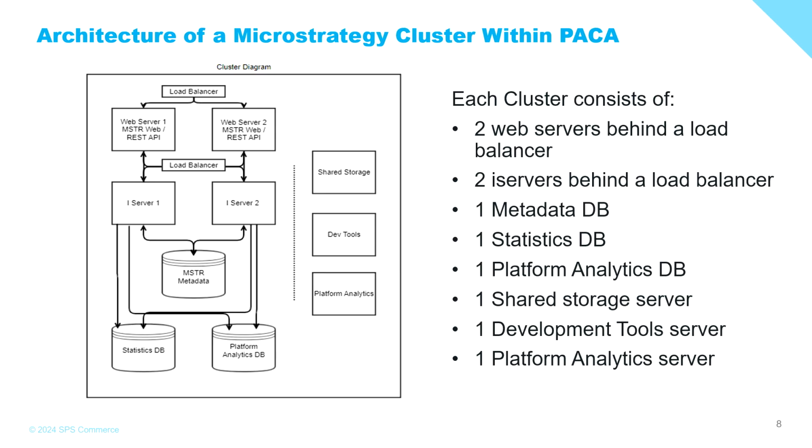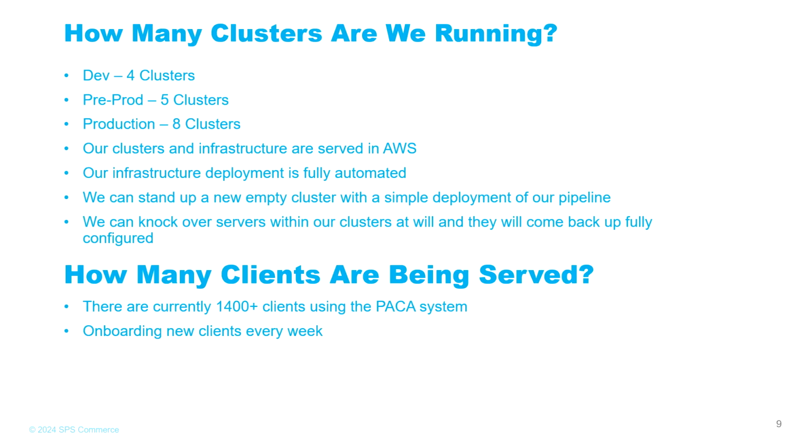Now, how many projects do we have? We are running 4 clusters in dev. In pre-prod, we have 5 clusters. In production, we have 8. One of the main things that we did is we automated our infrastructure. So we can stand up a cluster at the press of a button, and any cluster, we can knock over servers at will. If the web server isn't responding, knock it over, a new one stands up, knows exactly what's going on in the cluster, fully configured.